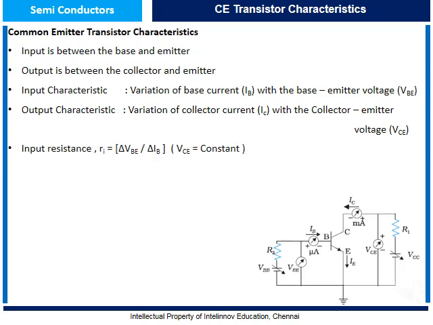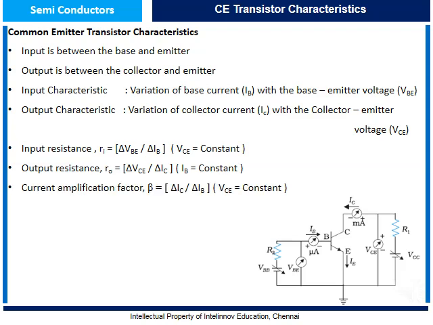Input resistance Ri is given by delta VBE by delta IB, where VCE is constant. Our output resistance is given by R0 equal to delta VCE by delta IC, where IB is constant. Current amplification factor is given by beta equal to delta IC by delta IB, and VCE is equal to constant in this case as well.